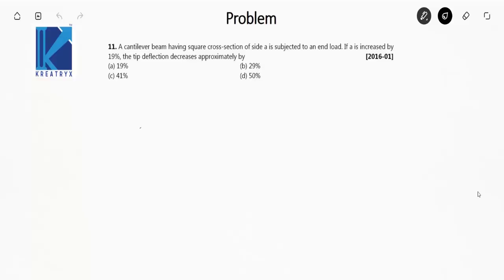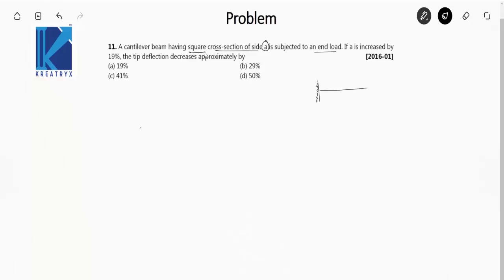Hi, let's take some more previous year GATE problems from the chapter bending of beams. In this problem, a cantilever beam having square cross section of side A is subjected to an end load. If A is increased by 19%, the tip deflection decreases approximately by. It's a very simple question consisting of basic mathematics.